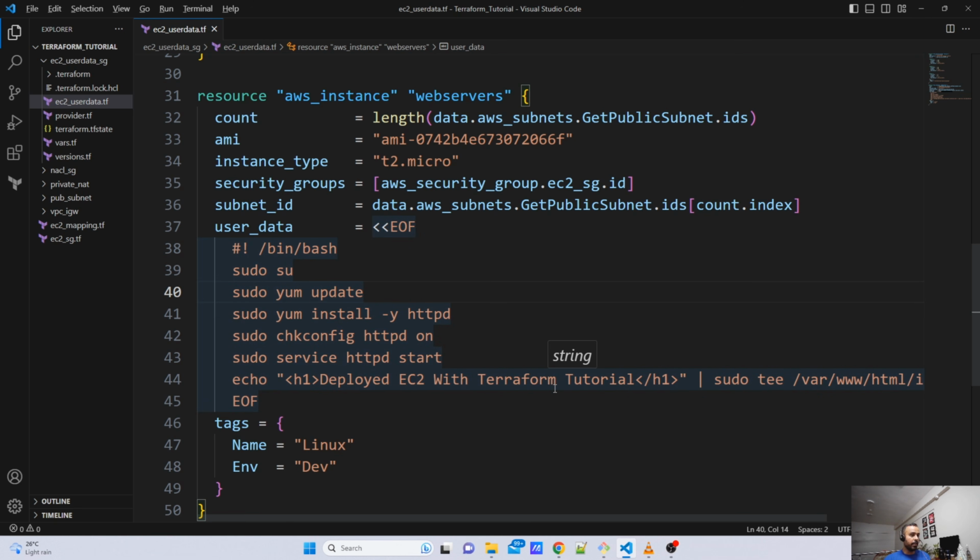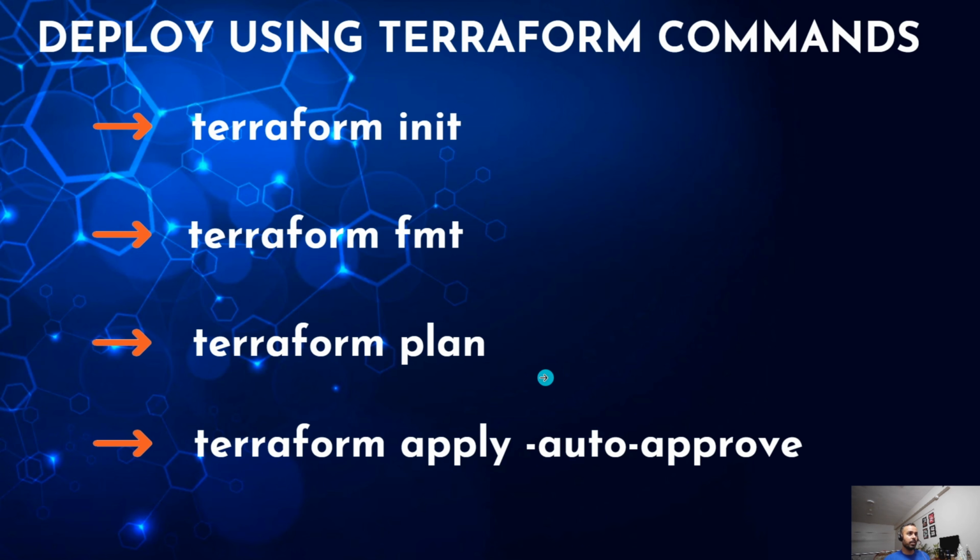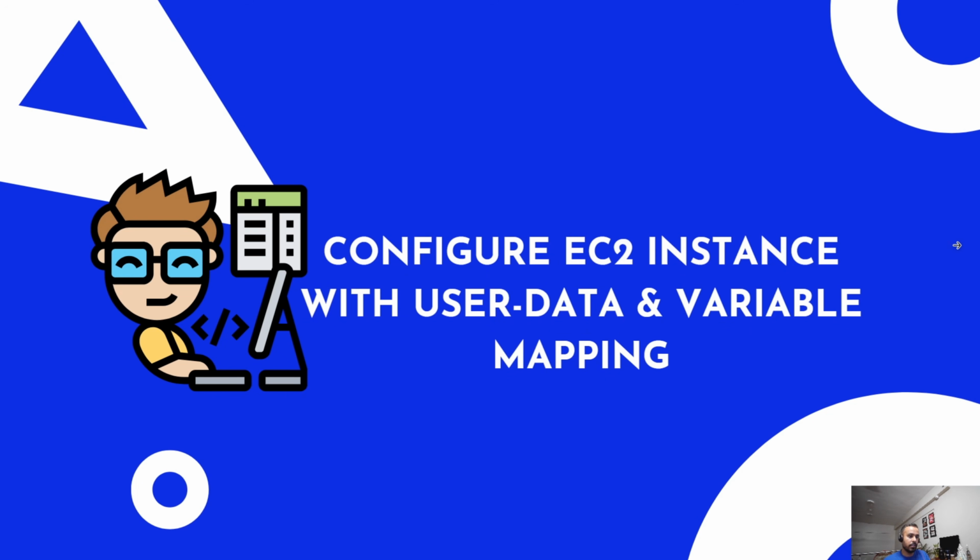So let's go ahead and move to our next use case. Our last use case would be how you can configure an EC2 instance with variable mapping and user data. So user data we have already done. What we are going to do is associate a variable mapping.